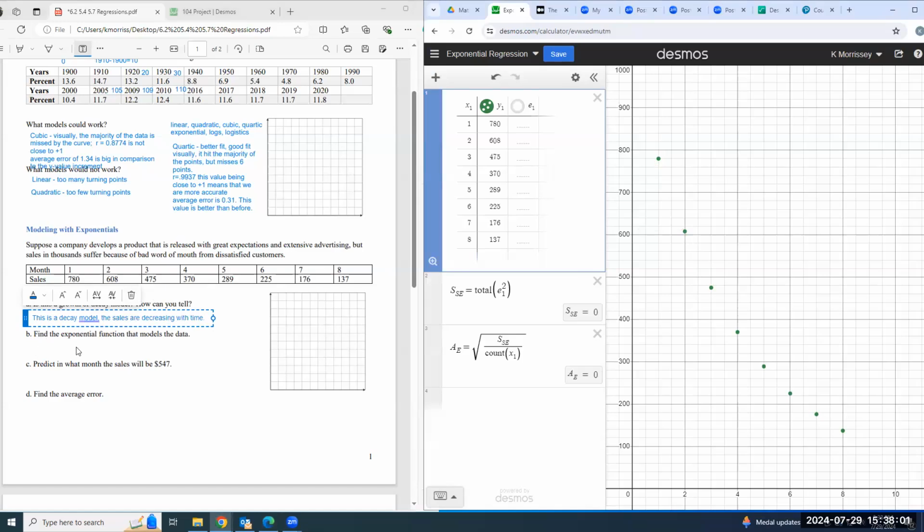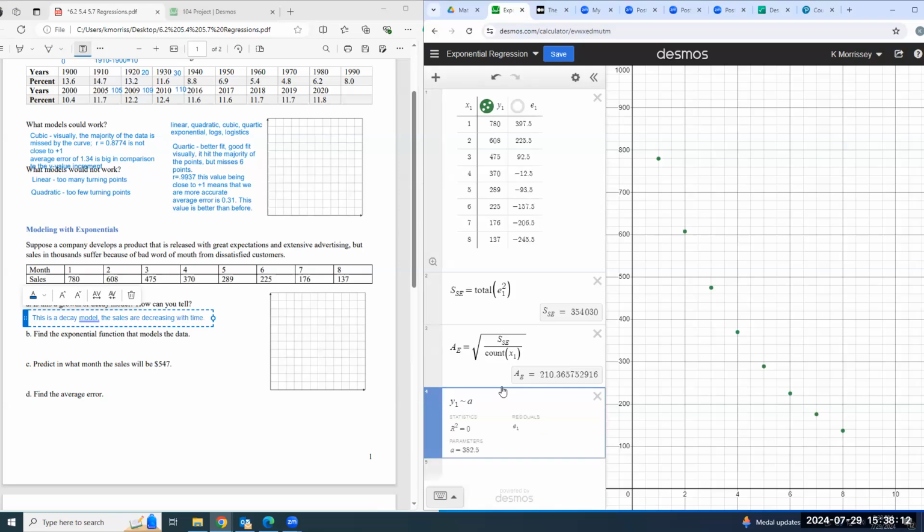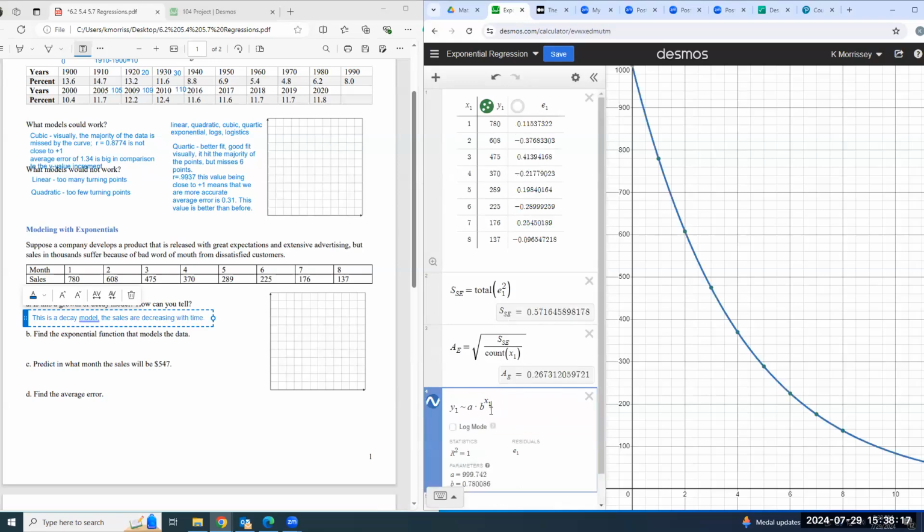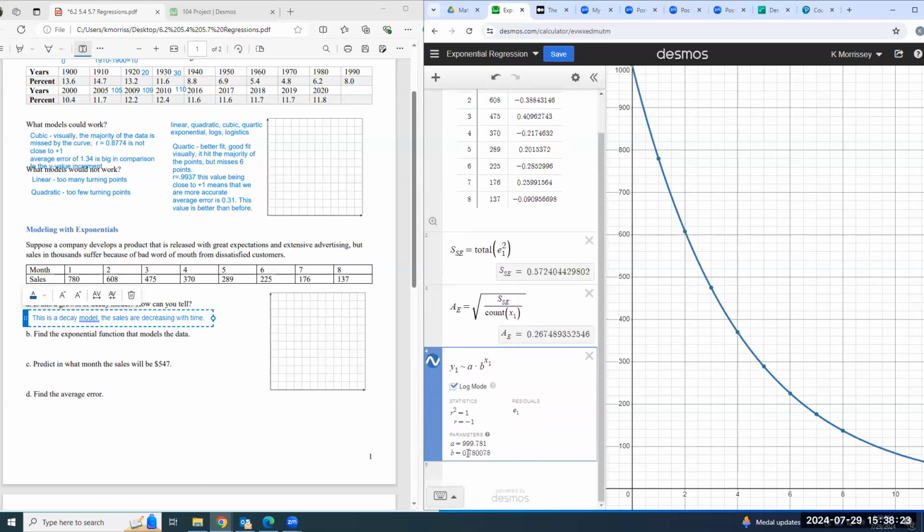So now it says find the exponential function that models the data. So we are going to be getting your equation. So you have y sub 1 with the squiggly, a times b to the x sub 1. This is going to be your exponential equation. Now we are going to hit the log mode. So now we have your new a and your b values. So it is super key that we're hitting log mode for our examples in for exponential.